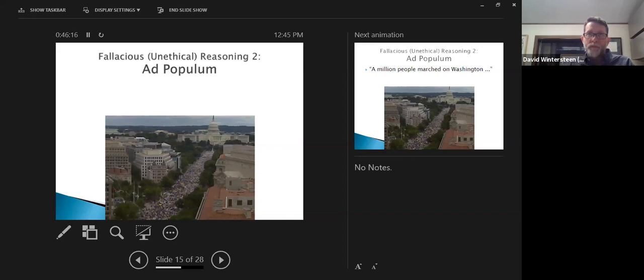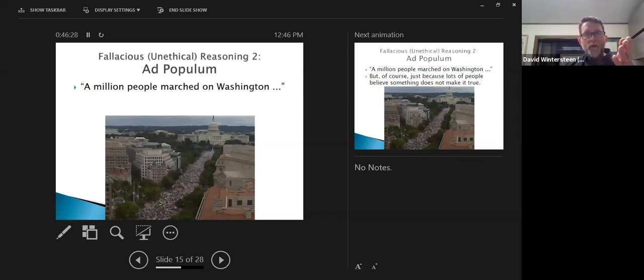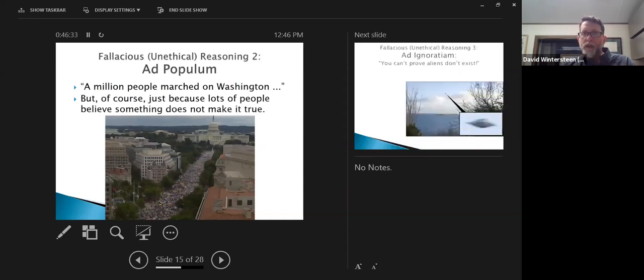Second one is ad populum, which is to the people, the populace. This is the notion that a million people marched on Washington, therefore the reason they marched is the right reason. But just because a bunch of people believe something doesn't mean it's true. This goes back to what your mother said: just because everybody jumped off a bridge doesn't mean you would too. So this is an argument people make for why something is real or true: look how many people agreed with this or believe this. That doesn't make it true.